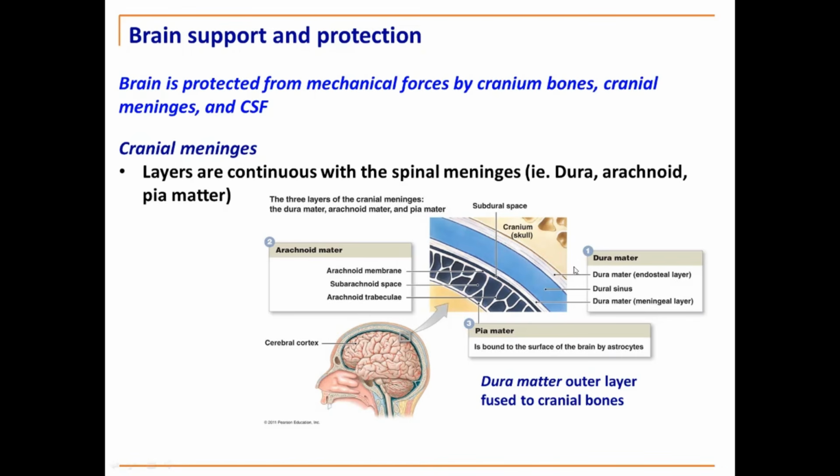So you can see on the outside we have the cranium, the skull, or the cranial bones. You then have the dura space. So we're now into the meninges. You have the dura mater, you have the dural sinus, and then you have the inner layer, the dura of the dura mater. You then have the subdural space in between them before moving on to the arachnoid mater, where you have the different areas, the arachnoid membrane, the subarachnoid space, and the arachnoid trabeculae, before finally hitting on to the pia mater. And that's bound to the surface of the brain by astrocytes, which have very important roles within the brain itself. And the dura mater itself, of course, on the outer layer, that's attached or fused to the cranial bones.